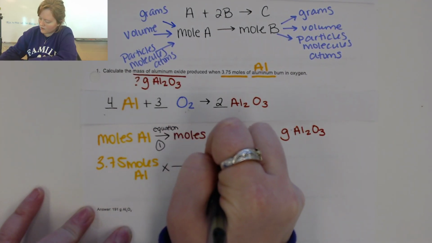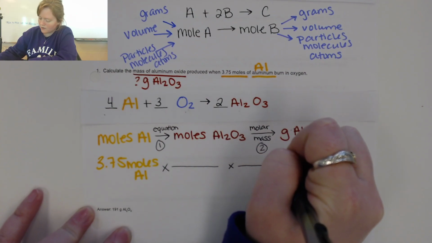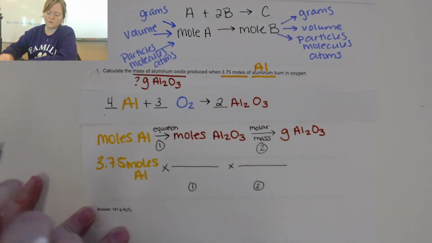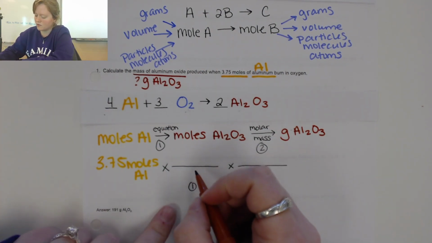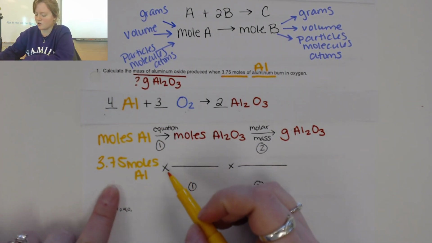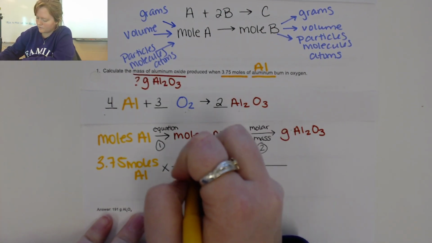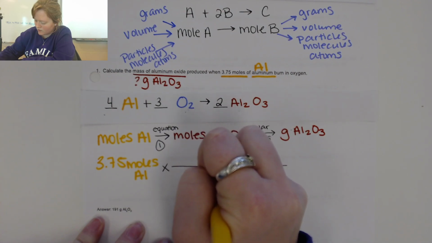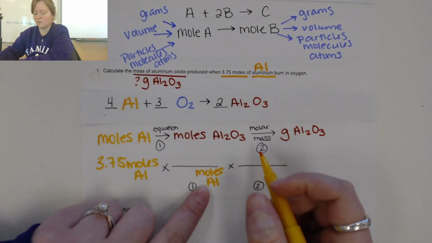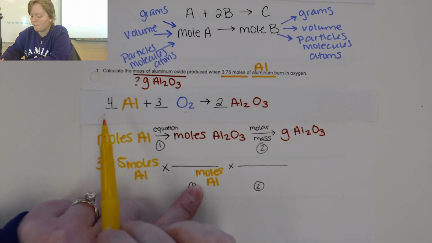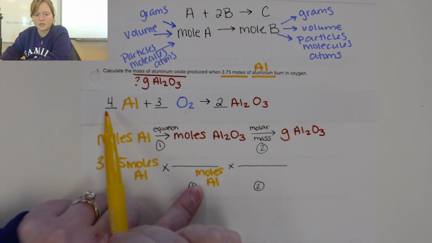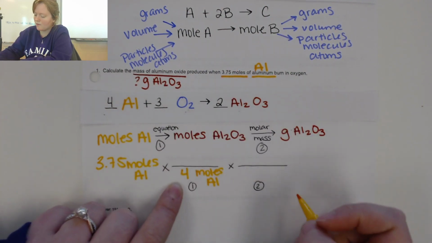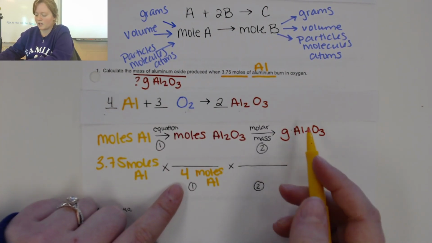So we'll set up our problem, right? We'll have step 1 and step 2. In our first setup, we are trying to go from moles of aluminum to moles of aluminum oxide. So units, moles of aluminum, so moles of Al. We're going to go to our balanced equation, and we're going to see that 4 is our coefficient. So we have 4 moles in that mole ratio.